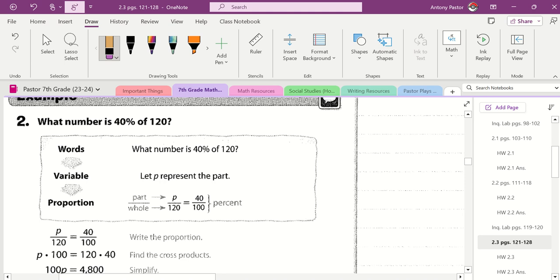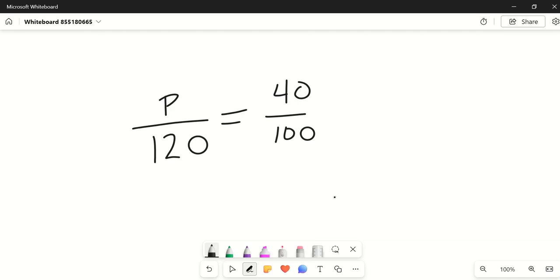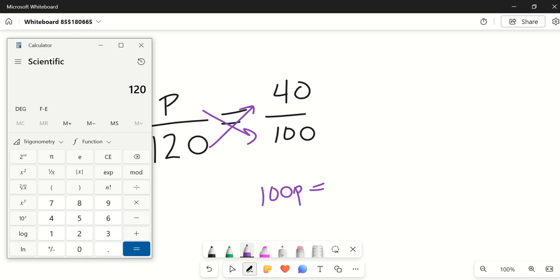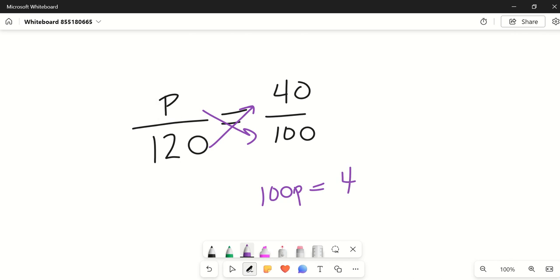Now let's see if they set up the same way. P over 120 equals 40 over 100. You multiply straight across. This will become 100p equals 120 times 40, which will be 480. Oh, nope. Clear. 120 times 40. Made that mistake. 4,800. And I'm going to divide both sides by 100, which will just cross these out. So P will equal 48.